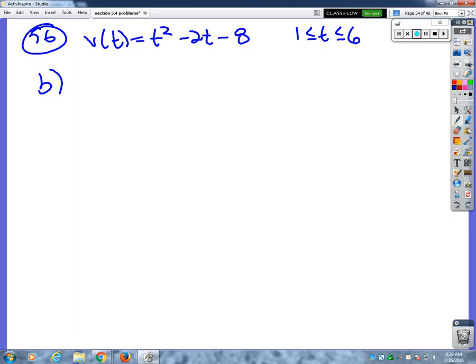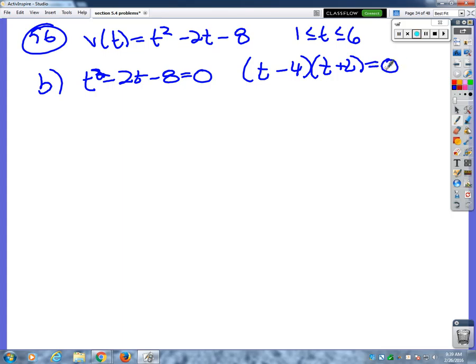Okay, so what do I have to do first? Set it equal to 0. Right, so in order to do that, I have to factor it. Okay, t equals negative 2 and 4. All right, now we don't care about the negative 2 because it's not in between 1 and 6. So we're going to look at this interval from 1 to 6, and we know that it changes direction at 4.